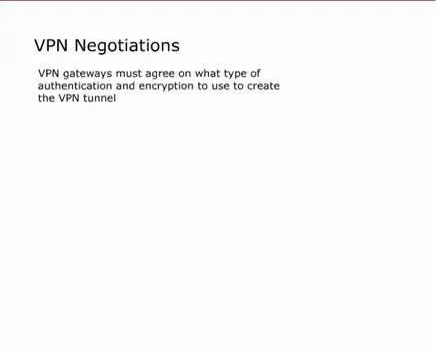When two IPsec VPN gateways want to make a VPN between them, they exchange a series of messages about encryption and authentication, and they try to agree on many different parameters. This process is known as VPN negotiations. VPN negotiations happen in two distinct phases, Phase 1 and Phase 2.